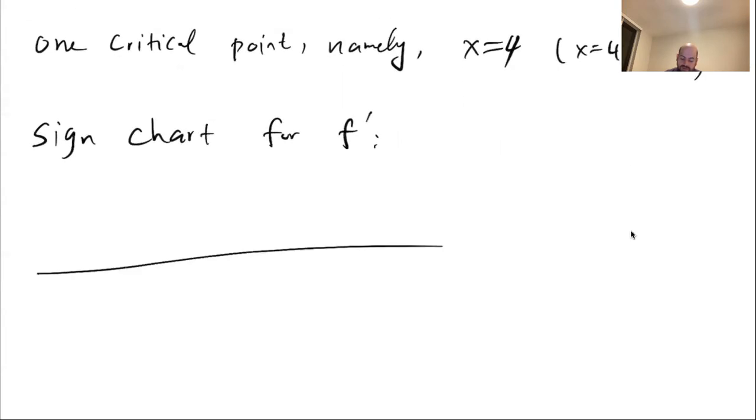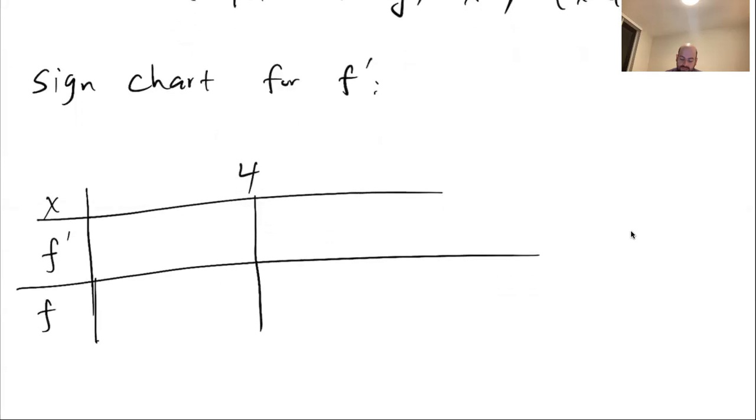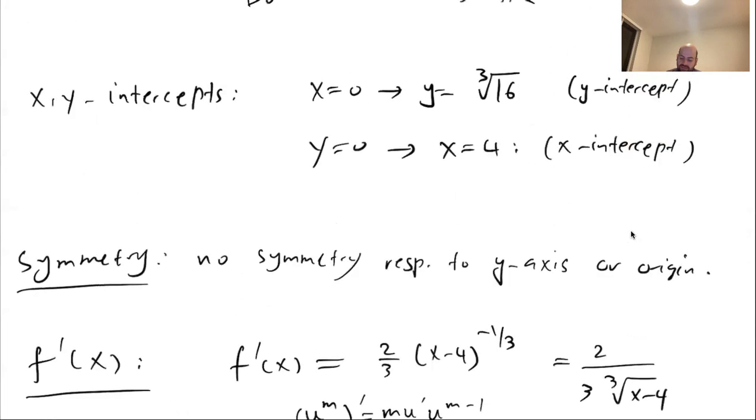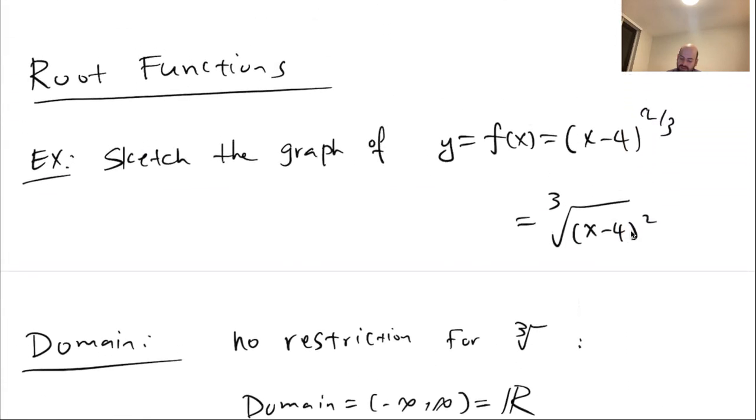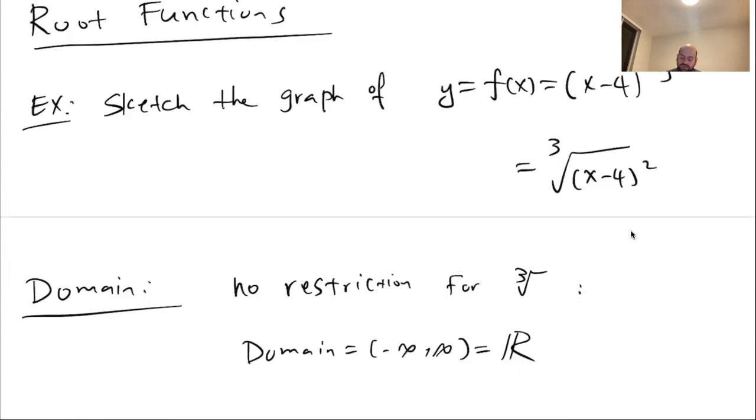So here we said that in the first row, we have to list all the x values, all the critical points. We have only one here, which is 4, and then f prime here, and then f here. And so at 4, f prime does not exist. But what about f? F of 4 exists. F of 4 is how much? F of 4 was 0. This is f of x, so f of 4 is 0.